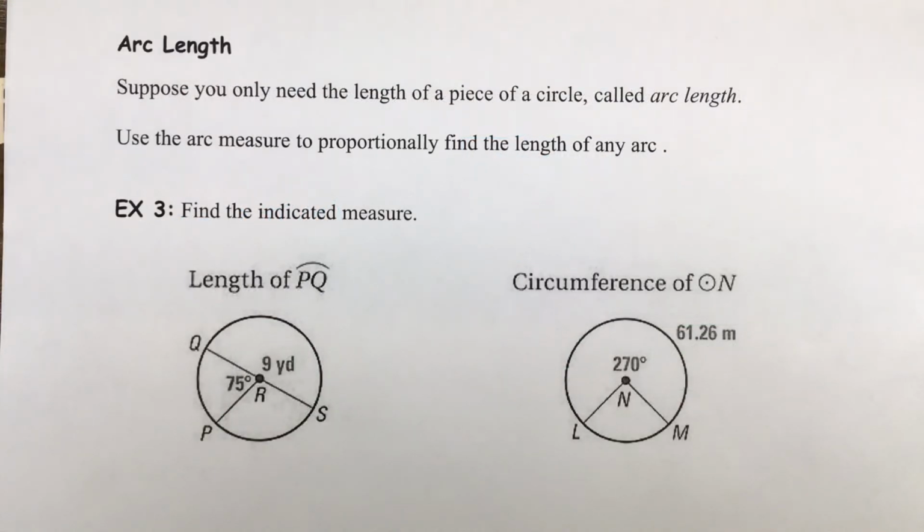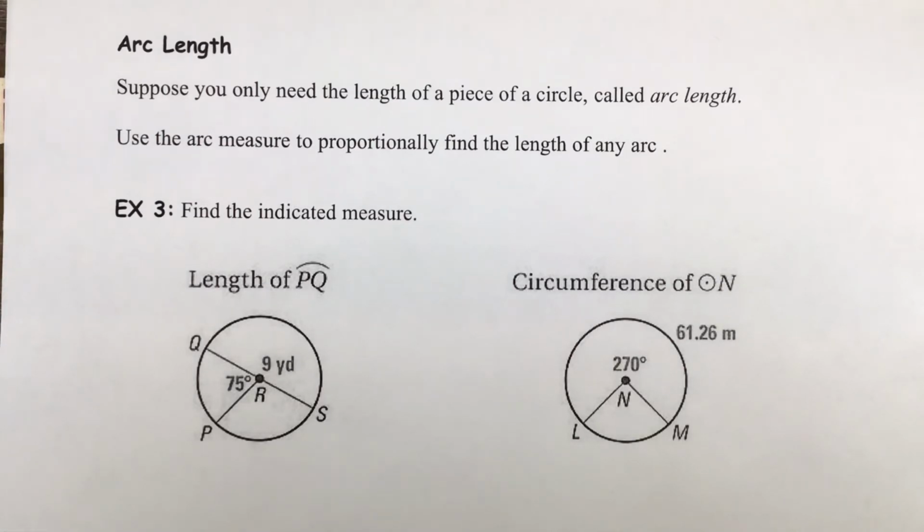All right, so as an extension to circumference, we can talk about arc length. Suppose that you only need the length of a piece of a circle, not the full distance around it, but just a piece of it. That we call arc length. You can use the arc measure that we have previously talked about to proportionally find the length of any arc.